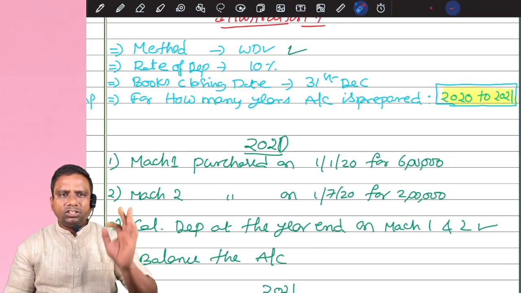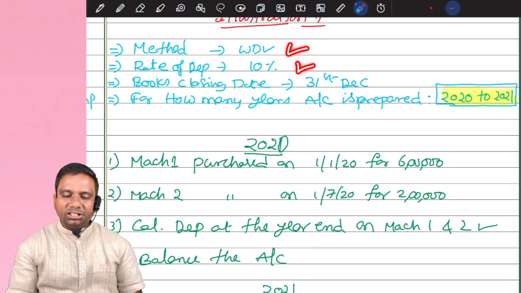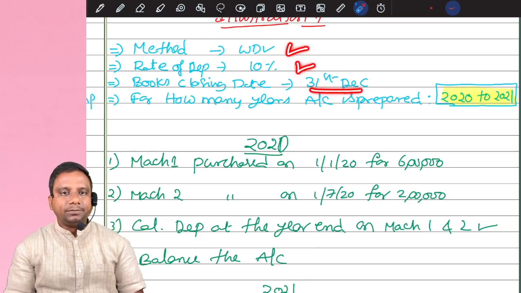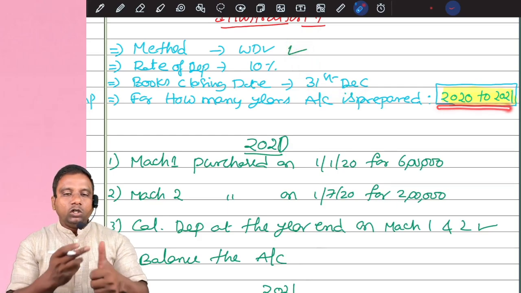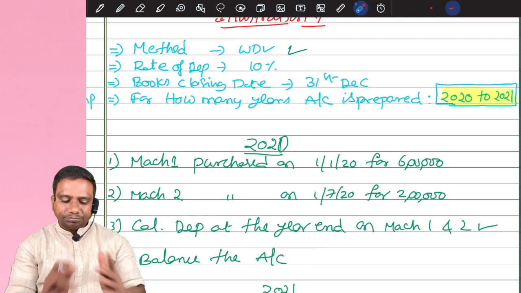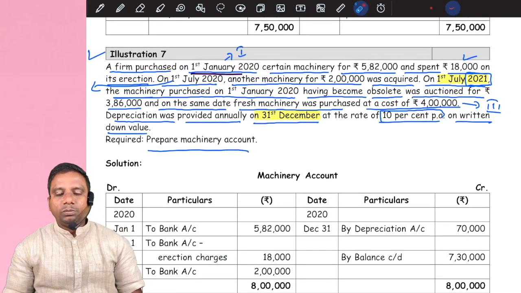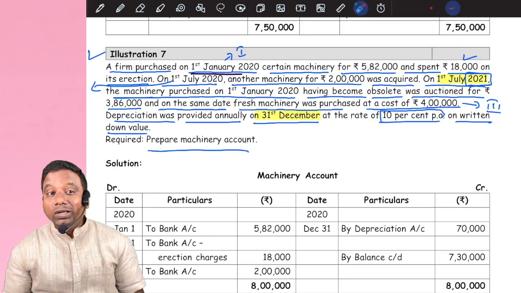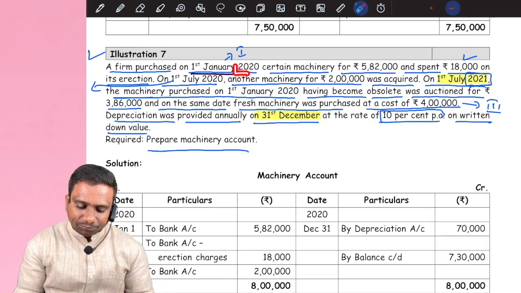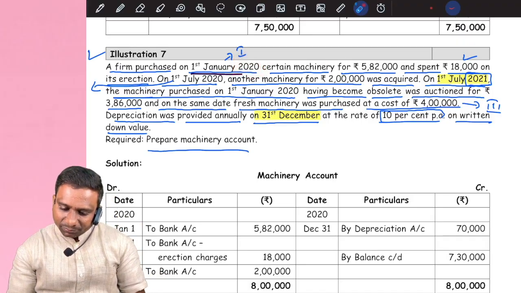Look at first, what is the first step? Method: WDV method. Rate of depreciation 10%. Books closing date 31st December every year. For how many years is the account prepared? 2020 to 2021, means 2020-21. For 2 years the account is prepared. Sir, they did not mention the number of years, na sir. Yes, but look at the asset purchase date, 2020. Look at the next year's date, 2021.